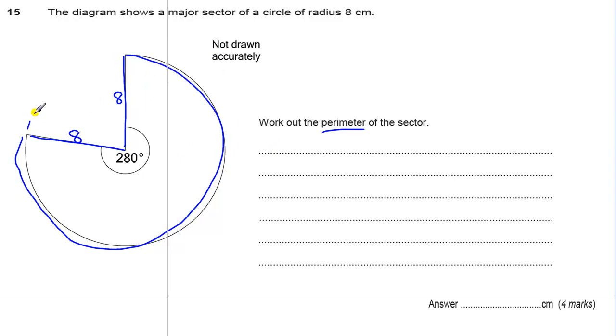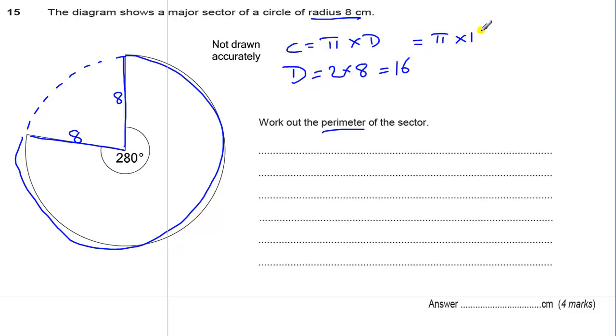If it was a whole circle, and we always get a mark for working out the whole circle first, the circumference is going to be pi times the diameter. We're given the radius is 8, which is halfway across, so the diameter is going to be 2 times the radius, which is 8, which gives us 16. So our circumference is going to be pi times 16, which is 16 pi. Could calculate the value for that, but I like to leave it in pi because I don't have to think about the decimal places and stuff.